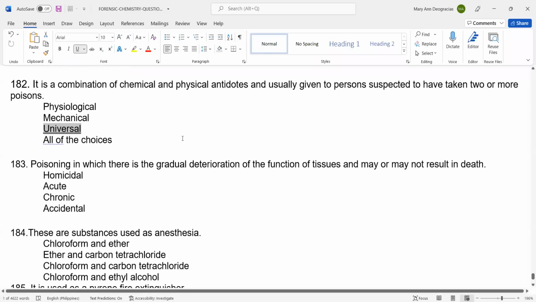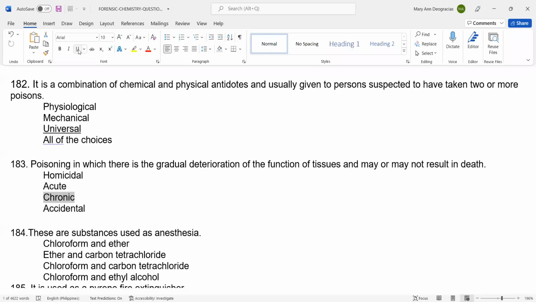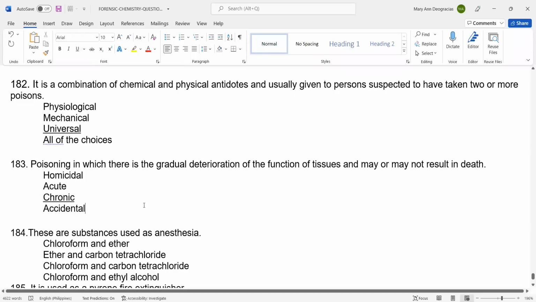Oh, this one, gradual deterioration. So eliminate homicidal and accidental. Your choices are just acute and chronic. So it is chronic, because acute is the one with a fast effect of the poison.